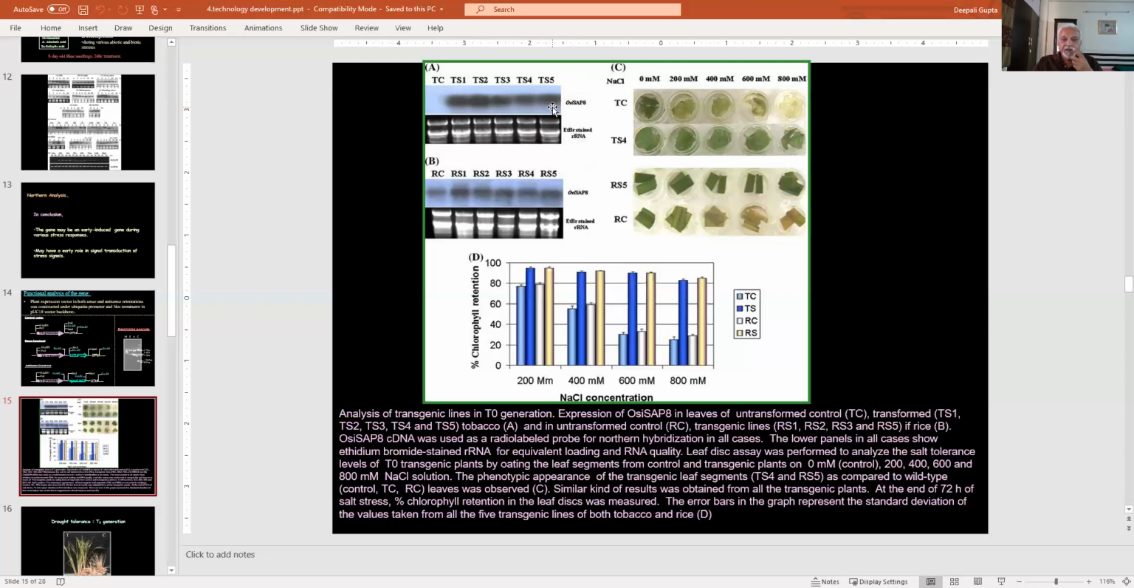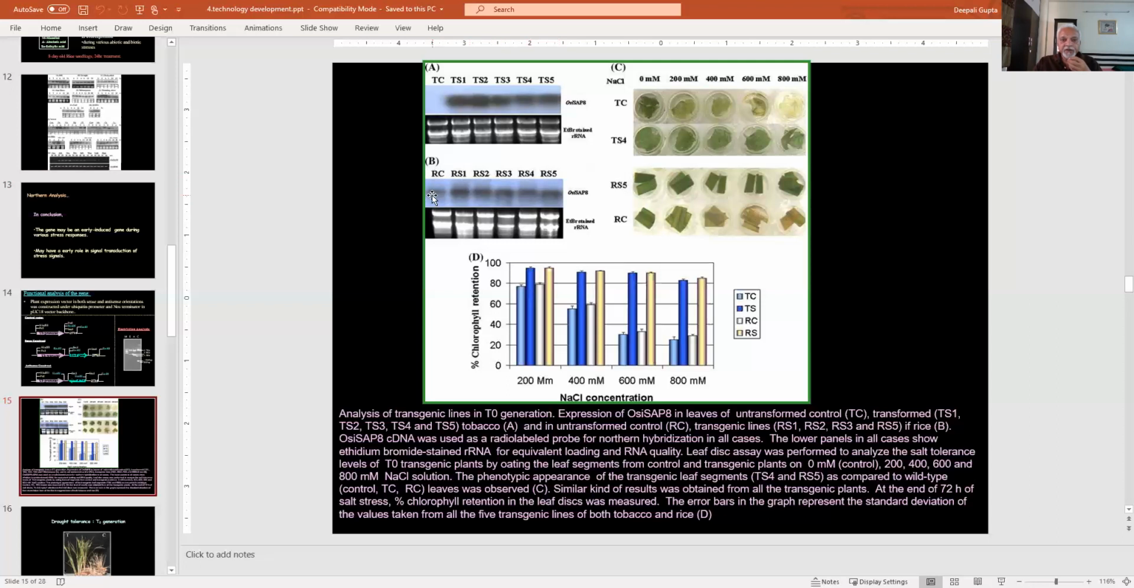hybridization. Now, these blots are done under very stringent conditions, wherein even if there is a little bit of homology, it is removed because of the stringent conditions. So only the rice gene will hybridize to its own complementary part here. Now when you look at the rice panel here, you see the control plants also are lighting up, but the transgenic lines are giving much stronger signals as compared to the control.